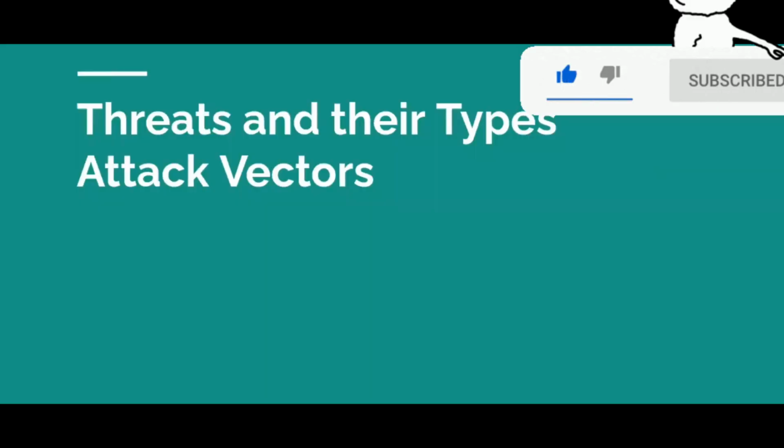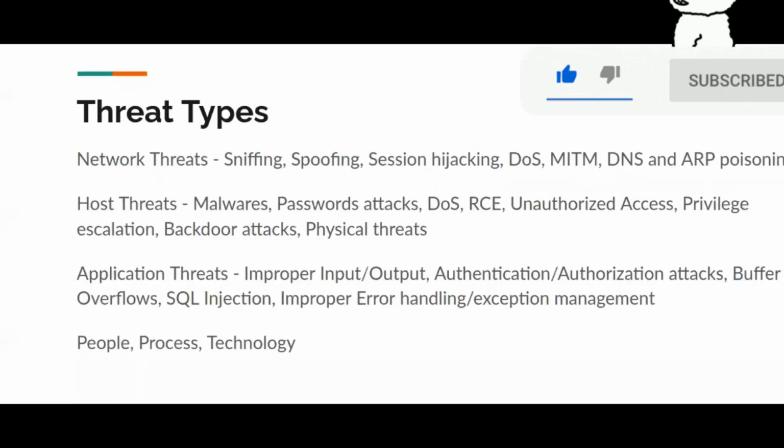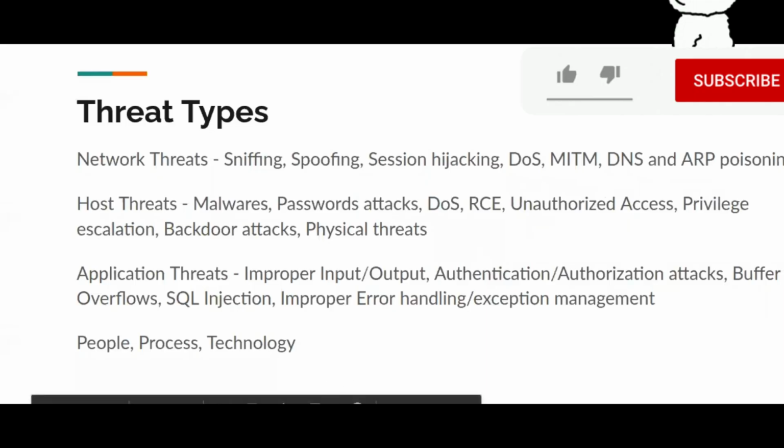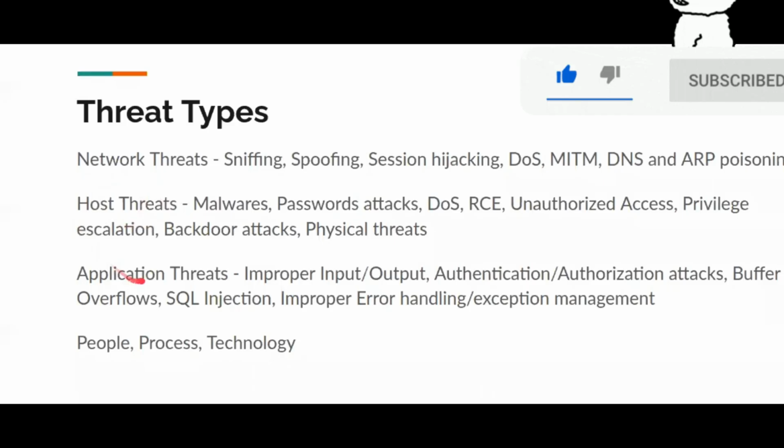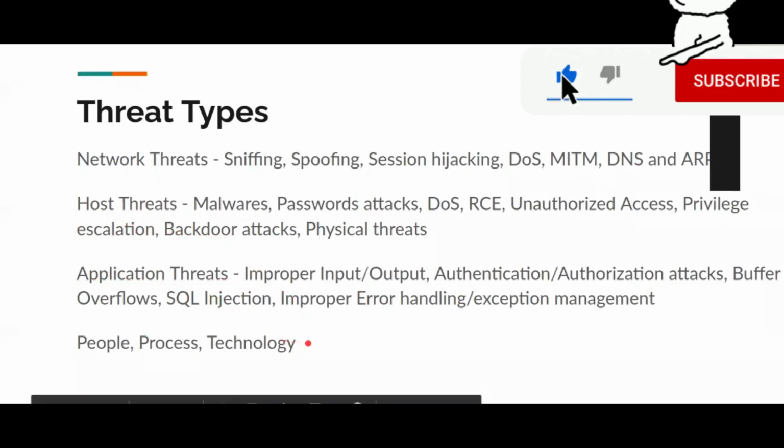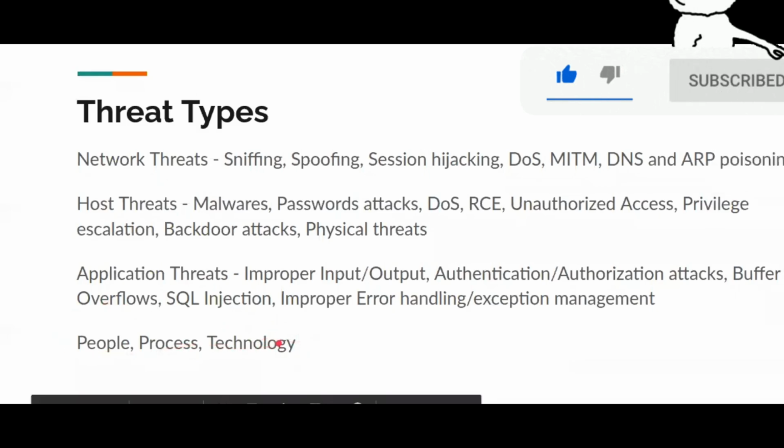So let's discuss some threats, their types, and some of the popular attack vectors. If we take threats, there usually are types: the ones that are related to network, the ones that are related to host, and the ones that are related to applications. Then there are some types which are related to people, process, and technology.